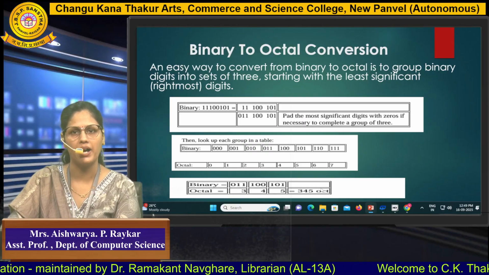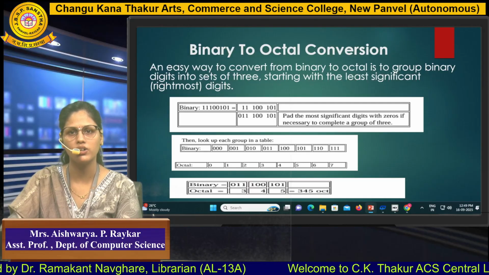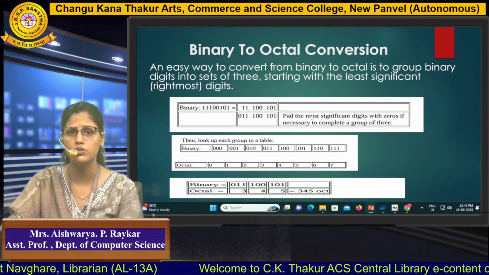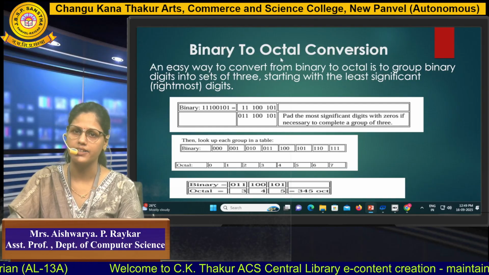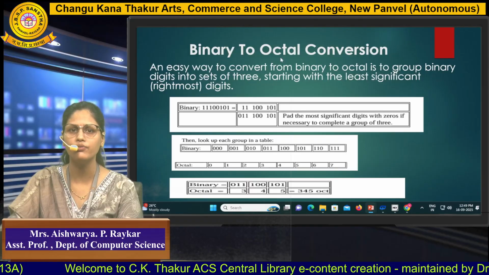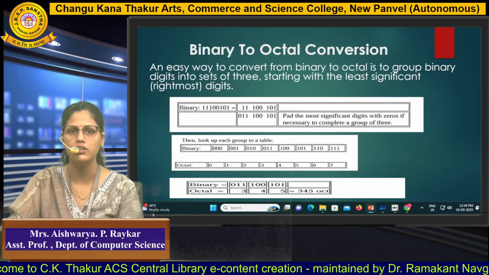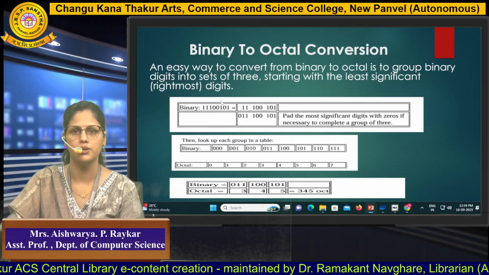Then the next is binary to octal conversion. Now the easiest way to convert from binary to octal is just group the binary digits into the set of 3. Now why do we group it into the set of 3? Because the base of octal is 8. Now when we do the power of 2 to the 3, we get 8. That's why while converting binary to octal, we always group the digits into the set of 3.